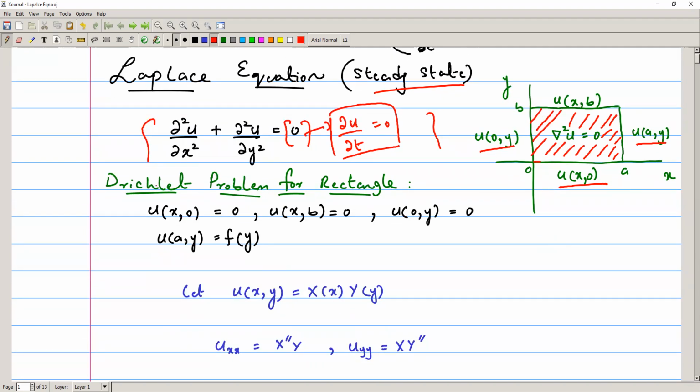It's also called the Dirichlet problem for a rectangle when normal boundary conditions are given, right? So u(x,0) is 0, u(x,b) is 0, u(0,y) is 0, and u(a,y) is equal to a function of y, right? So here this point is 0, this point is a, this point is b, and this point will be (a,b), right? So now we can solve the equation by using the method of separation of variables.